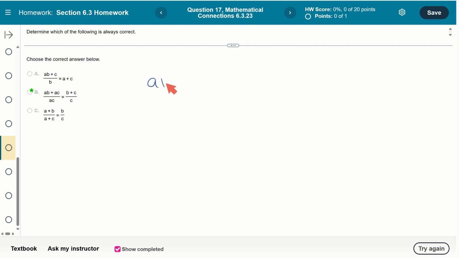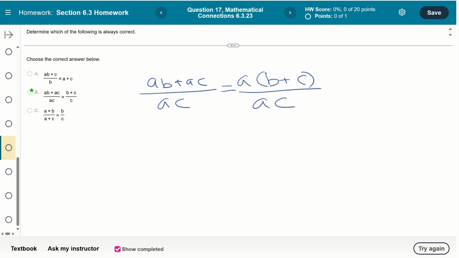So we have AB plus AC over AC. We know we can factor out an A on the top, the reverse of the distributive property. That leaves us A times B plus C over AC. Now we see that we can cancel the A's, so we end up with B plus C over C. So this is in fact the correct answer.